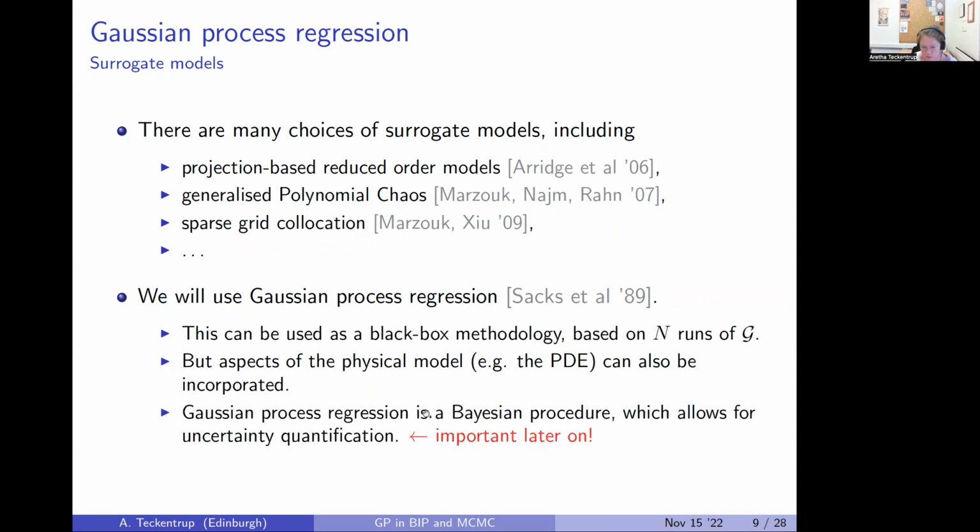Another thing that we like about Gaussian process regression is that it is a Bayesian procedure, which gives you uncertainty quantification. I'll talk a lot more about that later on, because that's really the main part. Because Gaussian process regression is Bayesian, it doesn't just give you one reduced order model, but a whole probability distribution on reduced order models. And that's something that you can use in the inverse problem. But as I said, I'll emphasize that a lot more later on as well.